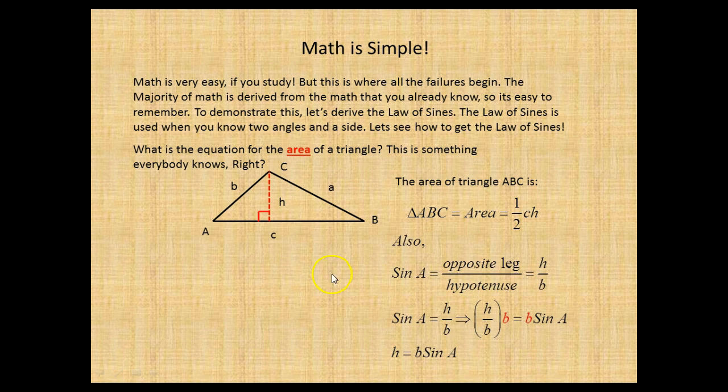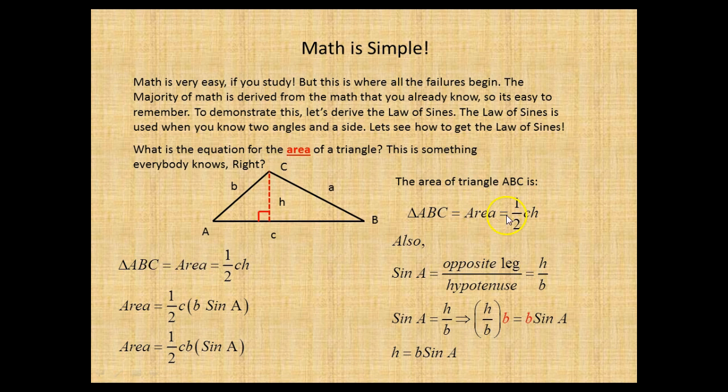Also, the sine of angle A is the opposite leg over the hypotenuse. Well, what's the opposite leg? The leg that's opposite angle A is H. And the hypotenuse is the longest side, which is B. So sine A is equal to H over B. And if I multiply both sides of this equation by B, B over B cancels, and that's equal to B times sine A. So H is equal to B times sine A.